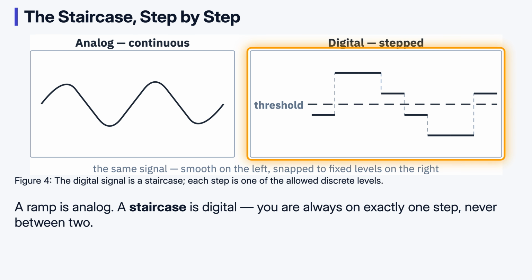That is the whole idea of digital. A ramp is analog because you can stand anywhere on it. A staircase is digital because you must stand on 1 step. Everything else in this chapter is built on this.